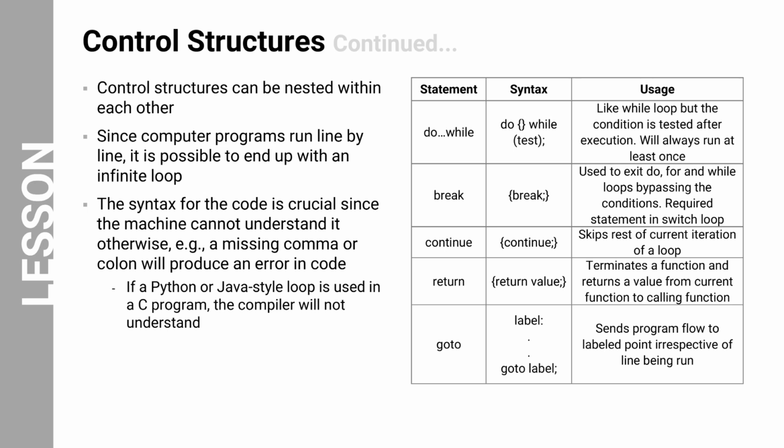Finally, one crucial aspect of implementing control structures is syntax. A compiler is designed to recognize only the syntax of its respective programming language. For example, a for loop written in C must strictly follow the syntax rules of C. If you attempt to use a Python or Java-style loop in a C program, the compiler won't understand it. Thus, adhering to the syntax of the language you are working with is essential for proper code execution.